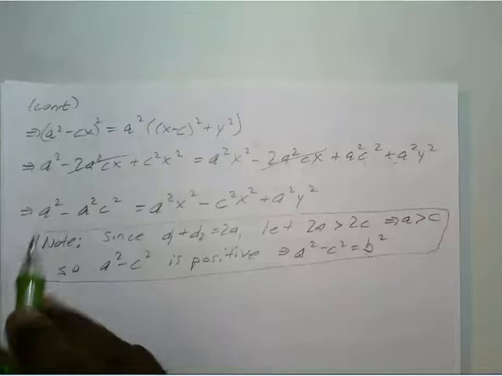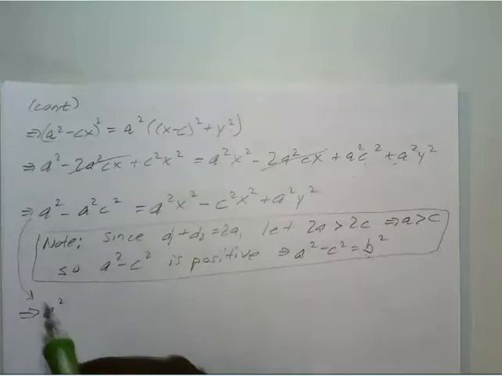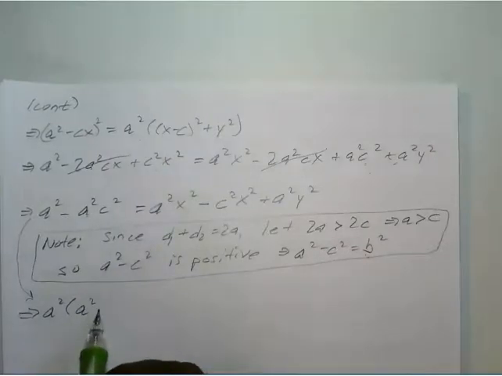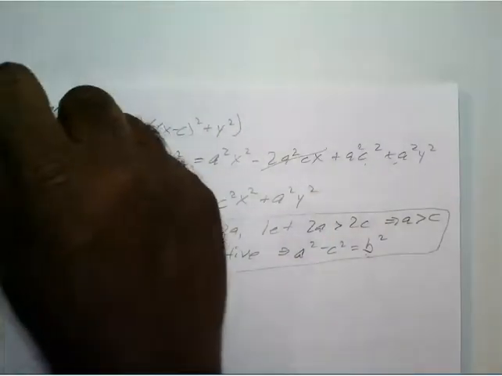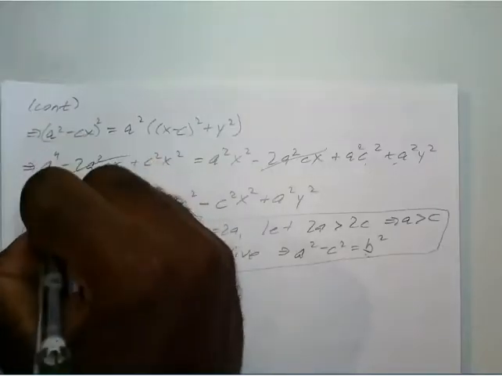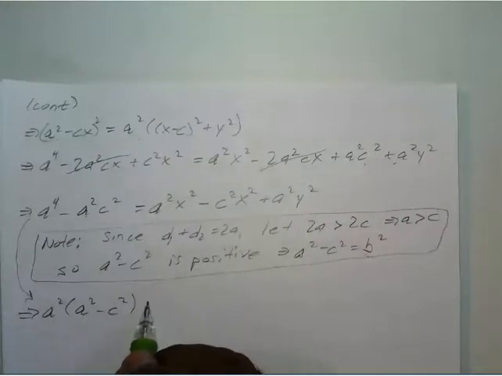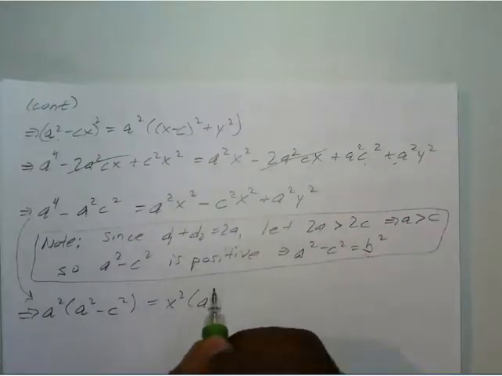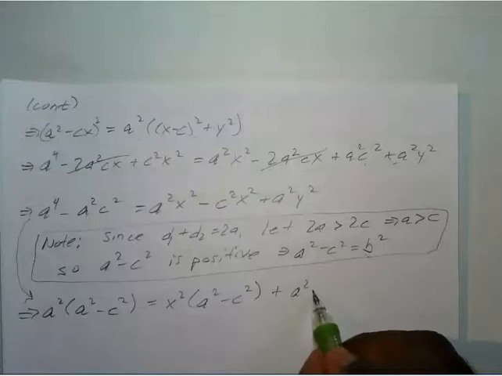All right, so we're going to go from here and jump right down to there. So we're going to factor out the a squared. Oh, this should be a to the 4th. Sorry about that, I just noticed that. This should actually be a to the 4th, because when you get a squared, it will give you a to the fourth. Okay, so now if we factor out the a squared, we get a squared times a squared minus c squared equals x squared times a squared minus c squared plus a squared y squared.